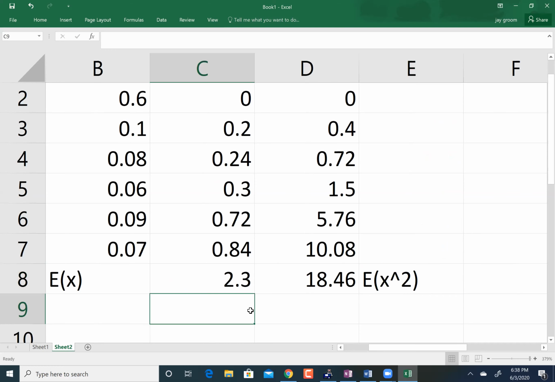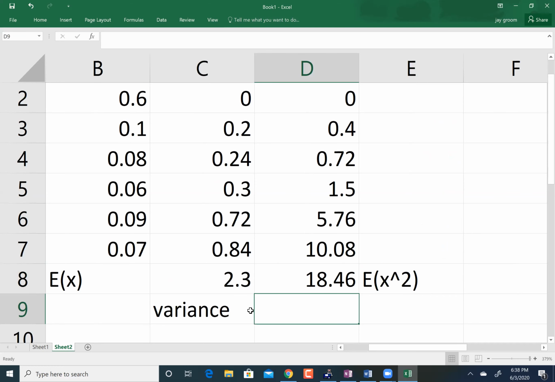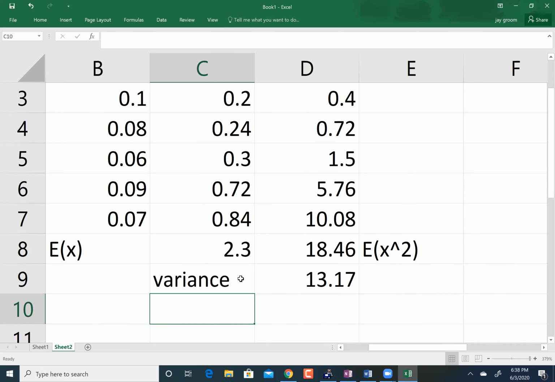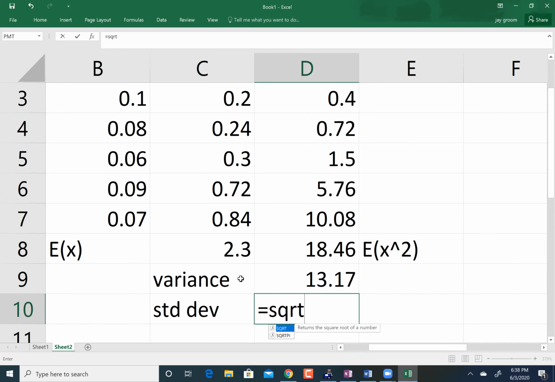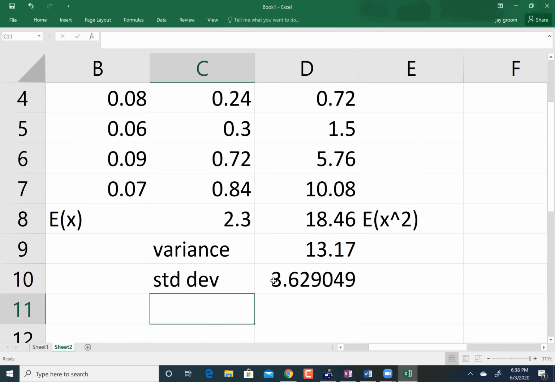Cool. So then the variance is equal to this minus this squared. There you go. And of course, if someone asked you, what's the standard deviation? It would be the square root of this. So 3.63 or thereabouts. Okay. That's all I have to say about that one, I guess.